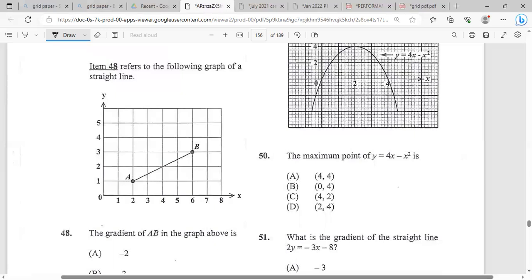All right, so it says for item 48, refer to the following graph of the straight line. The gradient of AB in the graph above is, and I like to do this the long way, so you can name the points 2, 1. Remember, next year people have to do paper 2, right? So if you can kind of just navigate them.